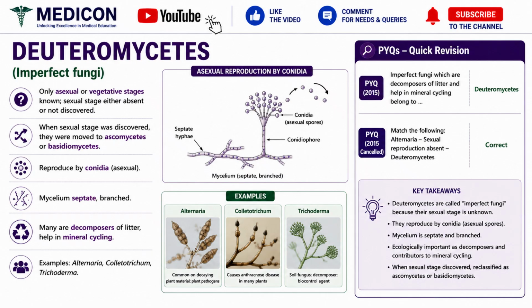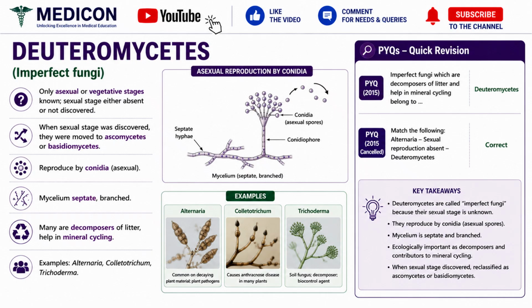Examples are Alternaria, Colletotrichum, and Trichoderma. You can see the asexual reproduction: the mycelium is septate and branched. There is a conidiophore, a flower-like structure, with asexual spores, the conidia, going into asexual reproduction. Alternaria is common on decaying plant material and is a plant pathogen. Colletotrichum causes anthracnose disease in many plants, and Trichoderma is a soil fungus, a decomposer and a biocontrol agent. This is very important; a direct question can be asked.